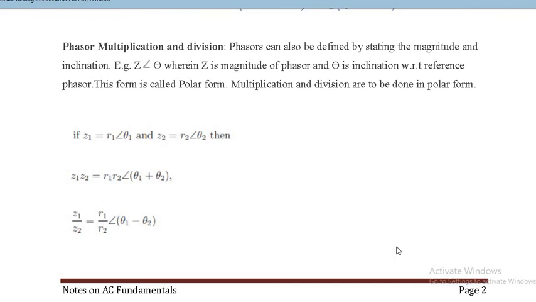Similarly, if it is a division like z1 upon z2, in that case it will simply be the division of the magnitudes, that is r1 upon r2, and the angle will be the numerator's phase minus the denominator's phase. I repeat, when it is z1 upon z2, that is, a division is to be done, the magnitudes are simply divided, numerator magnitude divided by denominator magnitude, and the angle will be the numerator's phase minus the denominator's phase.